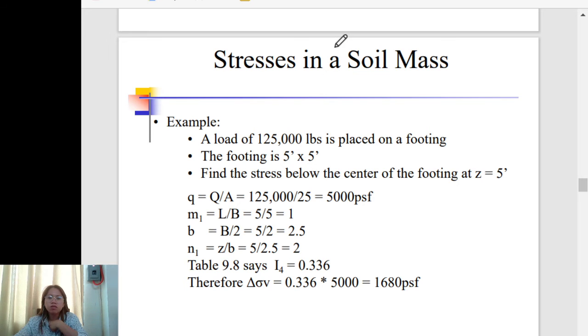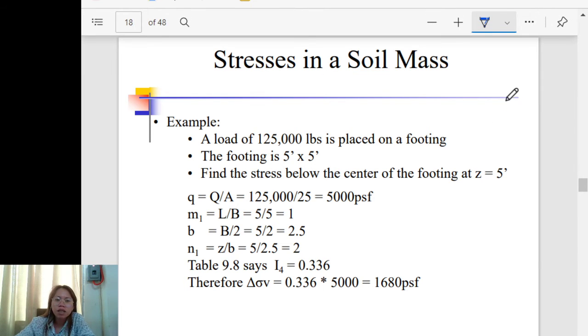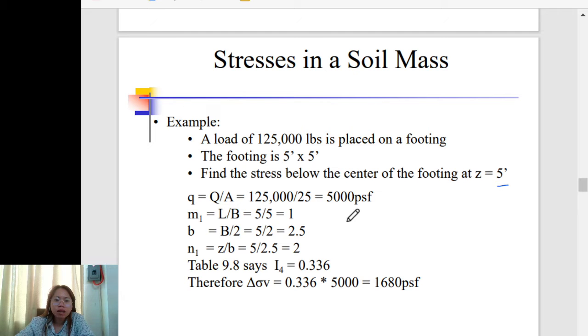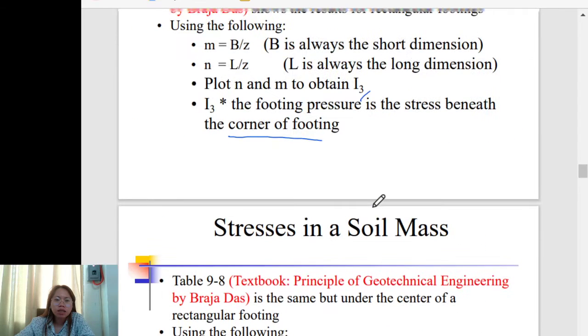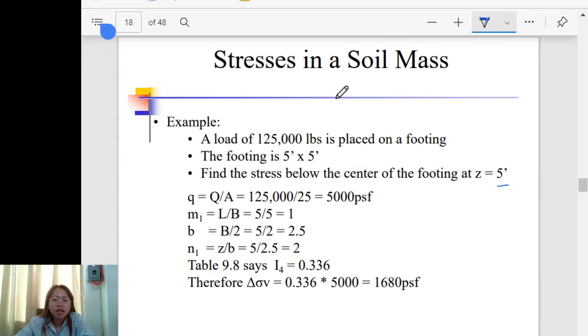Example: a load of 125,000 pounds is placed on a footing. The footing is 5 feet by 5 feet. Find the stress below the center of the footing at Z equal to 5 feet. First, we have to determine the small q, which is the stress at the interface of the footing. We find that by dividing the concentrated load by the footing area.